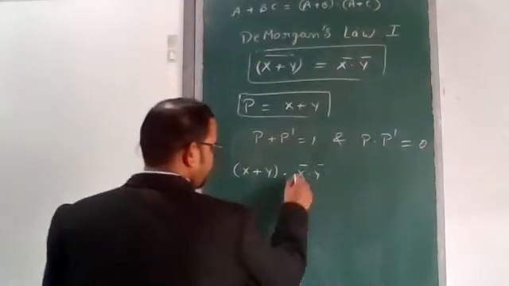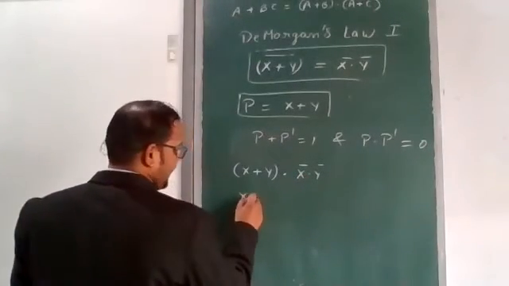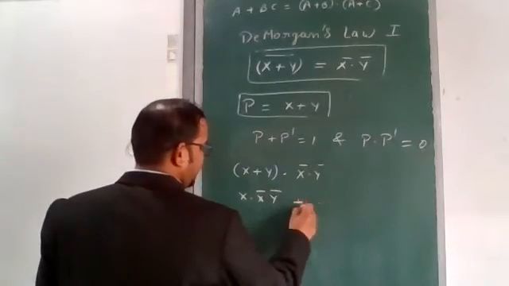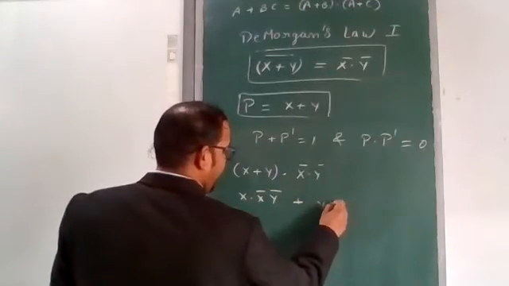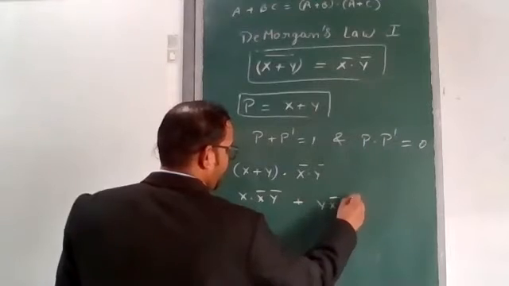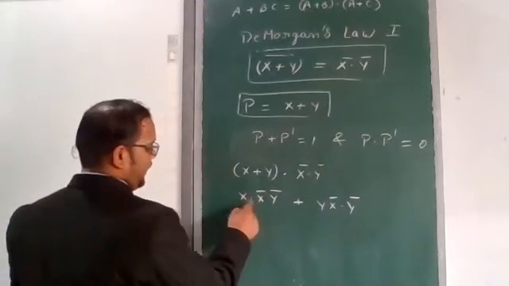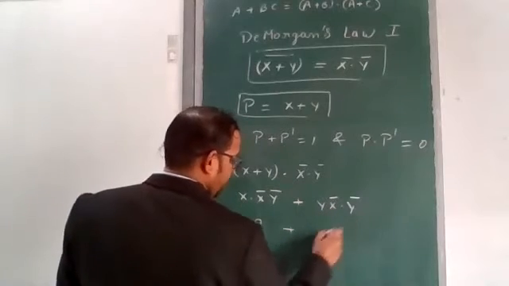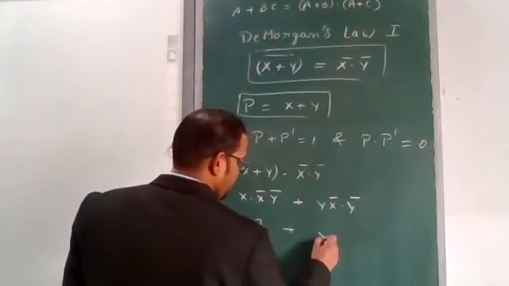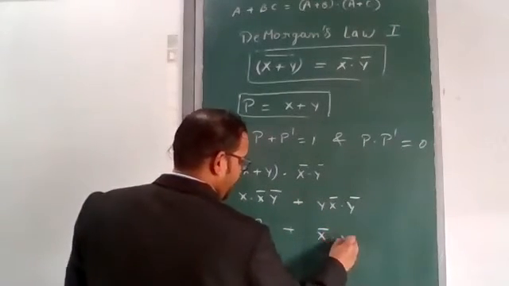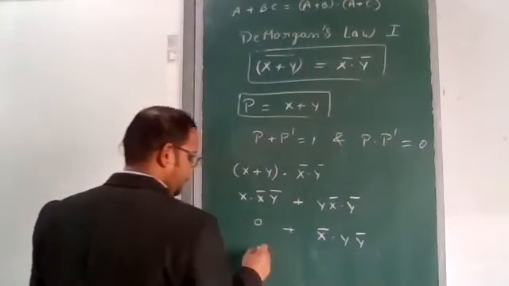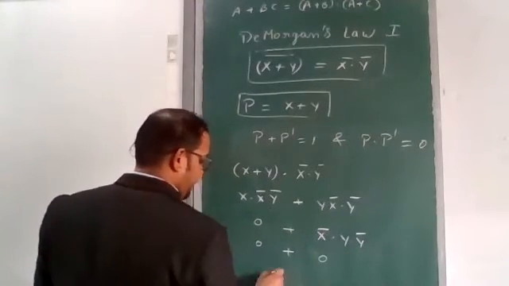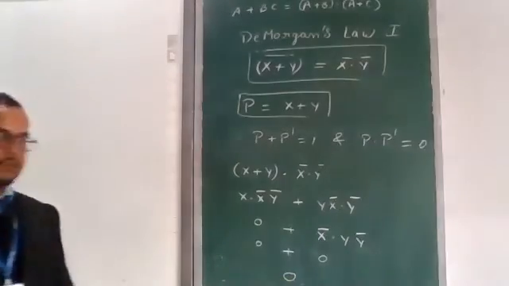First you have to write X dot X complement Y complement plus Y dot X complement dot Y complement. Here X dot X complement is 0, plus, changing it by using the commutative law, Y dot Y complement. Y dot Y complement is 0, and the final answer is 0 plus 0, which is 0.